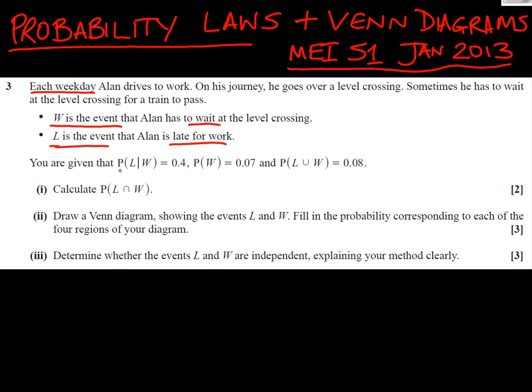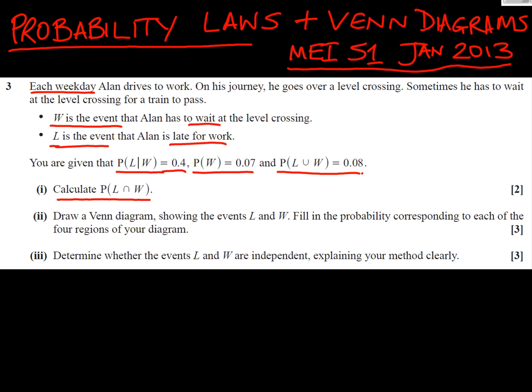You are given that the probability of L given W equals 0.4. The probability of W is 0.07 and the probability of L union W is 0.08. The first thing it's going to ask us then is to calculate the probability that L intersect W. So that's the combination of the two. It's the AND.